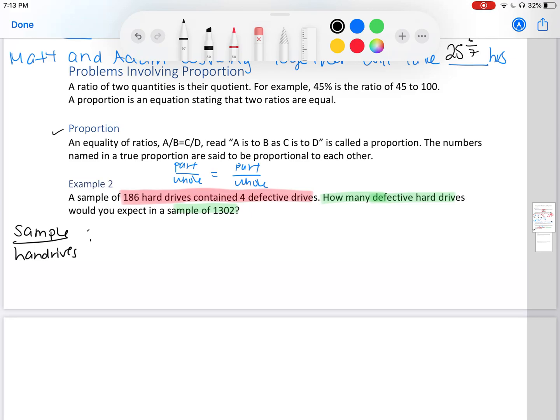So our sample is 186. Our defective hard drives are 4. Our sample is 1302. Our defective hard drives, we don't know. That's what we want to find. How many of them? And that is it. You have successfully set up a proportion. Now, to solve a fraction equal to a fraction, you just cross multiply.